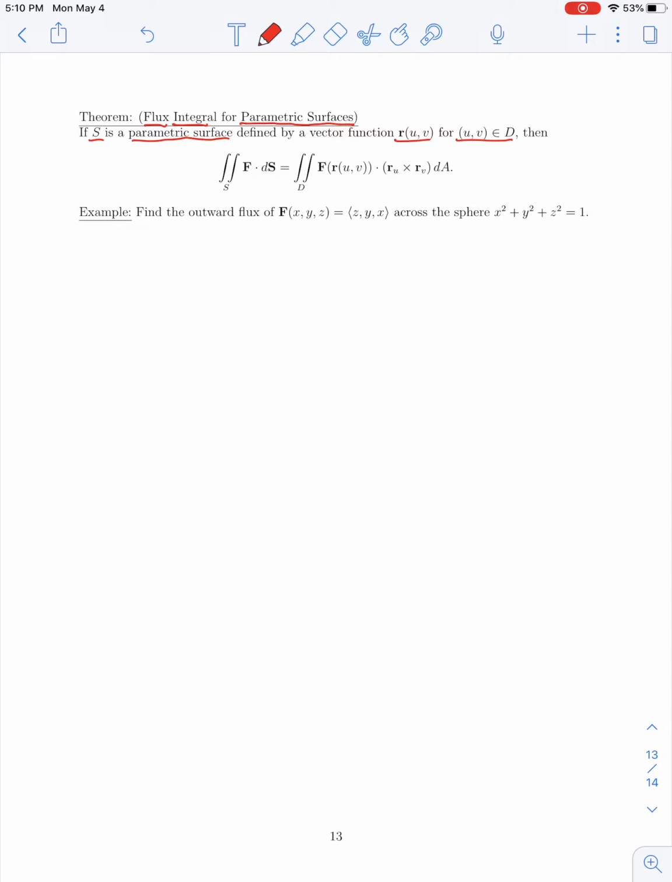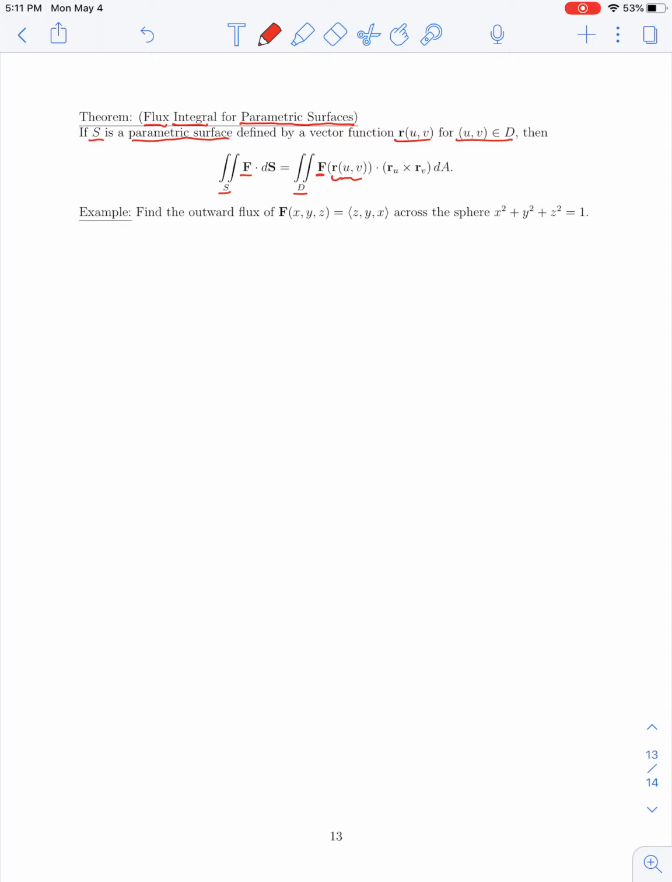Then our surface integral of the vector field over the surface S, also called the flux of that vector field across the surface, is evaluated by converting this to a double integral over the parameter domain D. And the function that we're integrating is our vector field F evaluated at r of u and v. So for our vector function r of u, v, we have component functions for x, y, and z in terms of u and v. So we're going to replace x, y, and z in the components of our vector field by these functions of u and v.